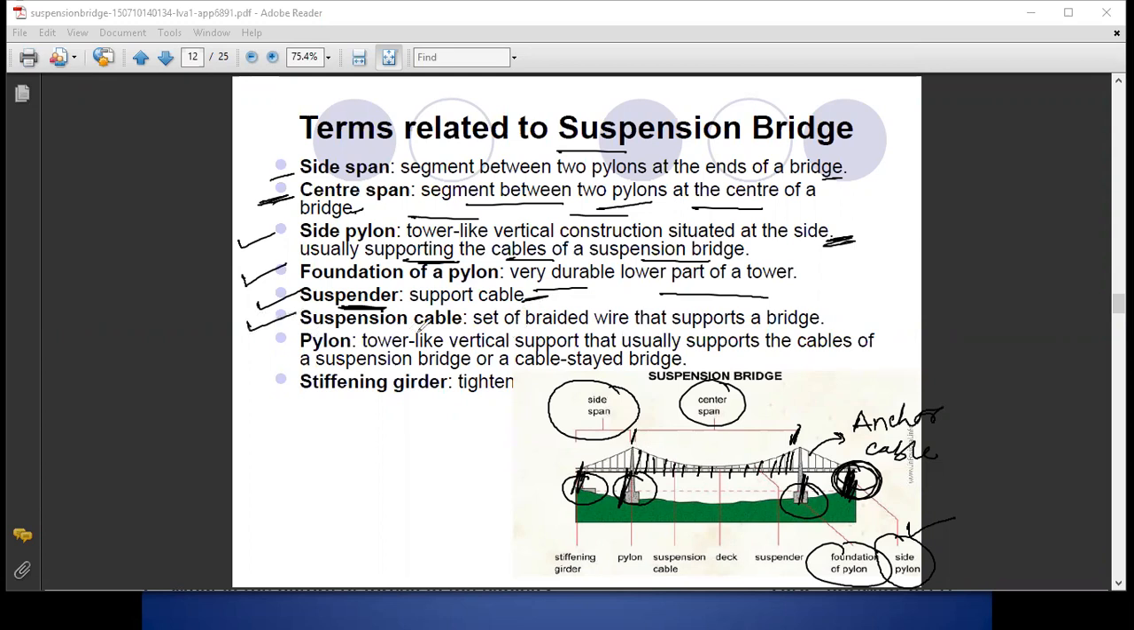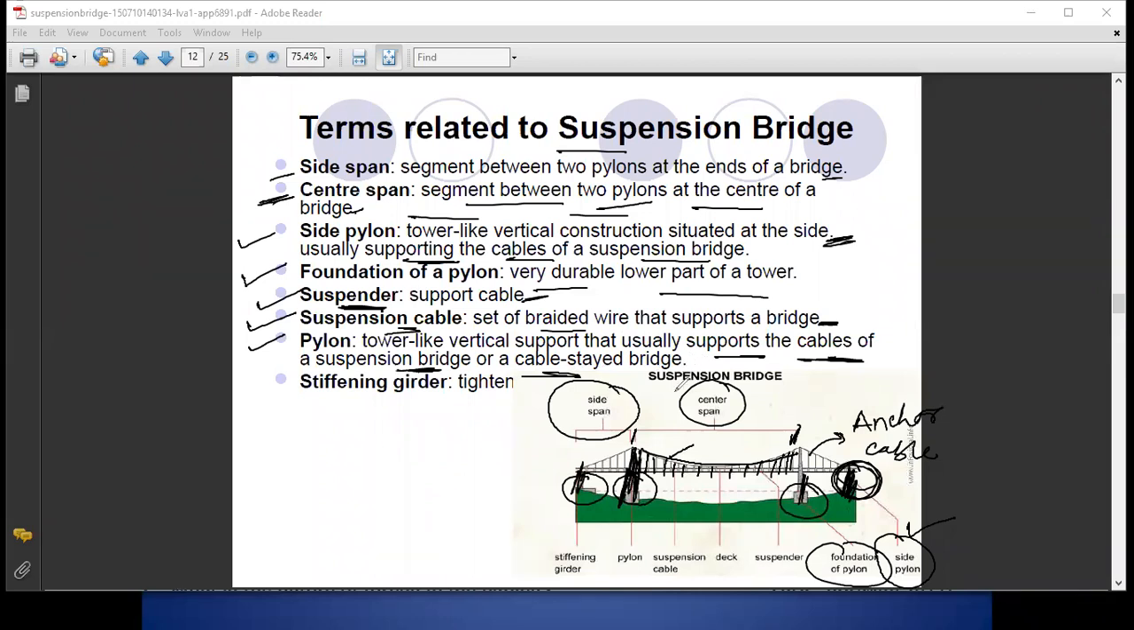Next is the suspension cable. Okay, this is your suspension cable. The set of braided wire that supports the bridge is called a suspension cable. The next is a pylon or the tower. Tower-like vertical support, that usually supports the cables of the suspension bridge or the cable stayed bridge.